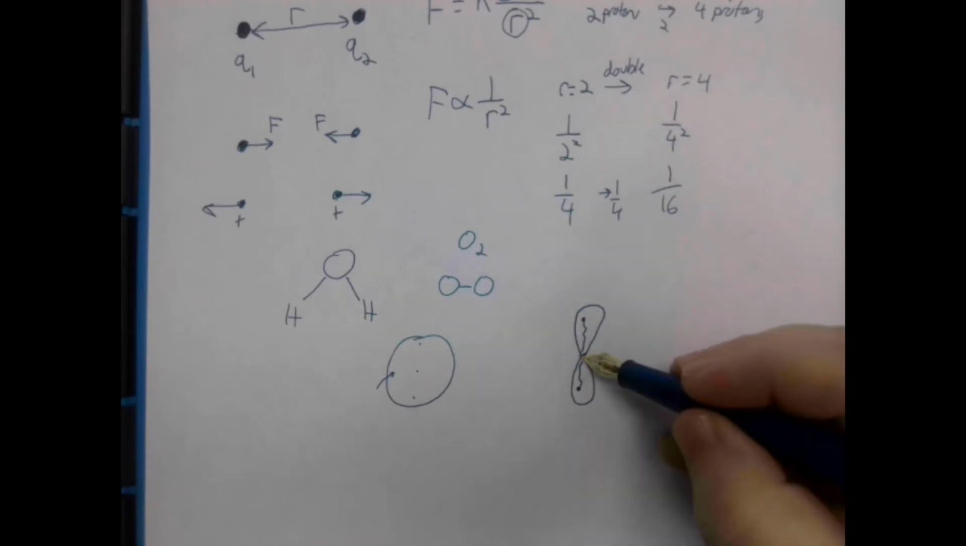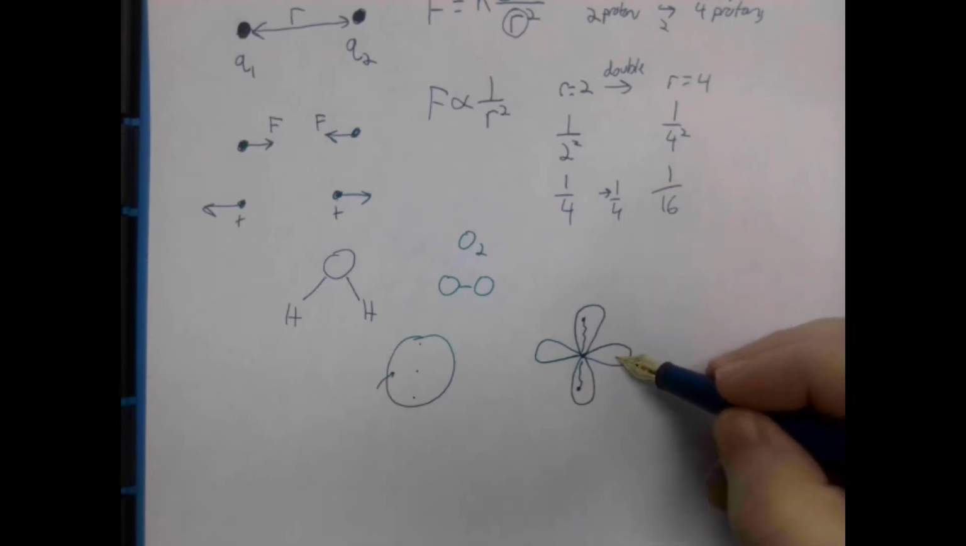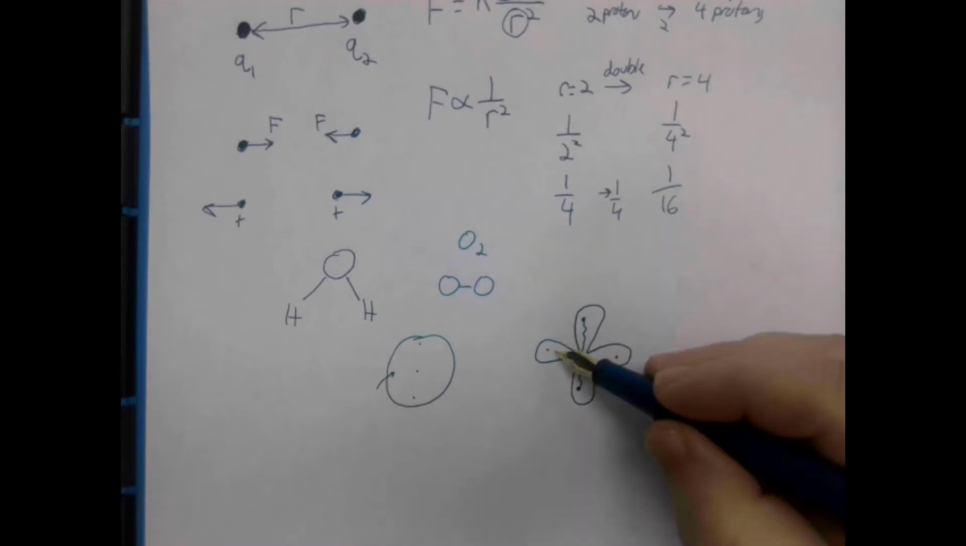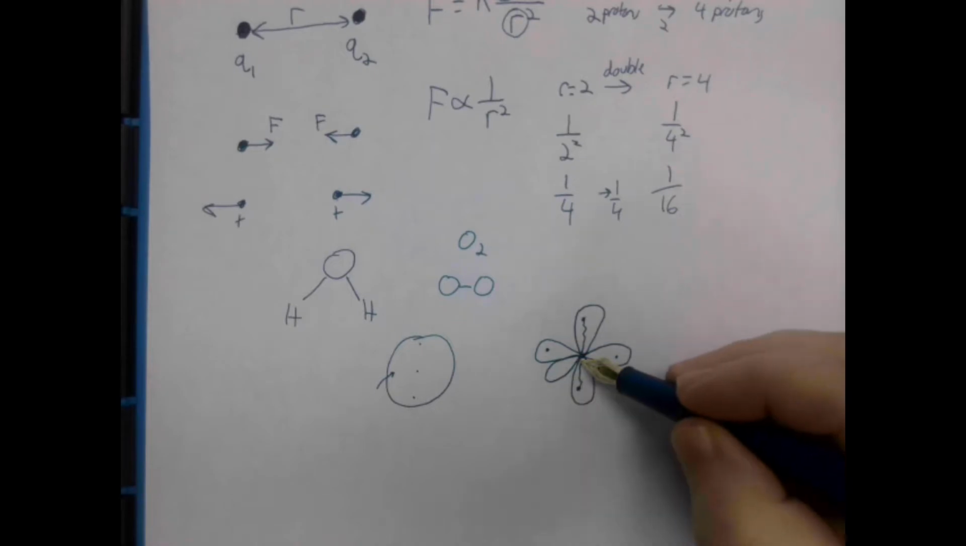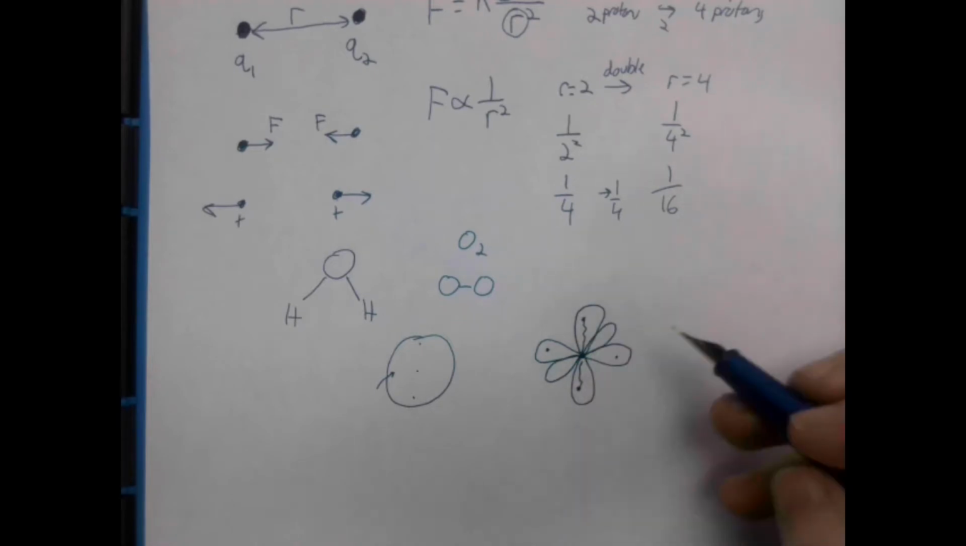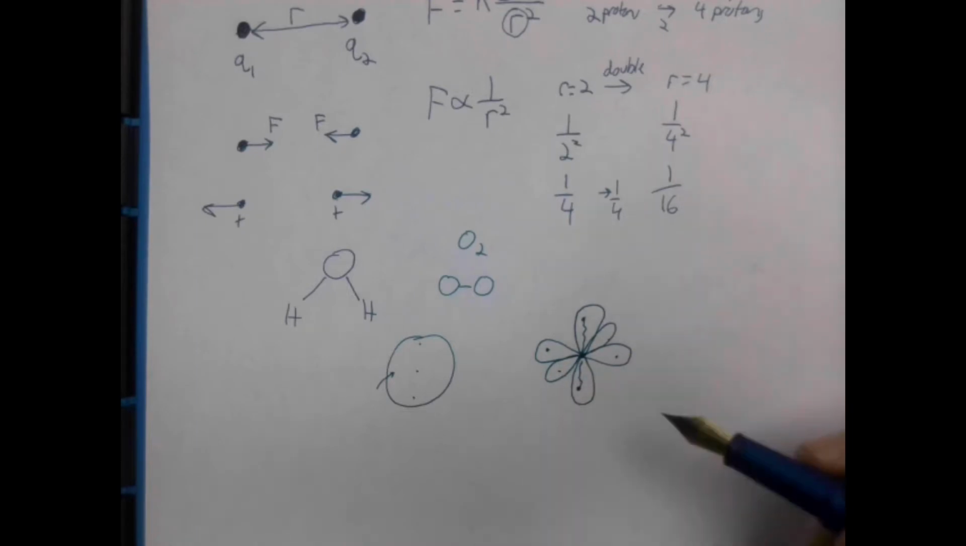If we want to add some more, remember there are 3 dumbbell shapes, or 3 p orbitals. We can also make them the same distance away. So that means they get basically the same strength, the radius doesn't change, and the electrons are going to pull the same. And there's also this one. So they can all be the same distance away.